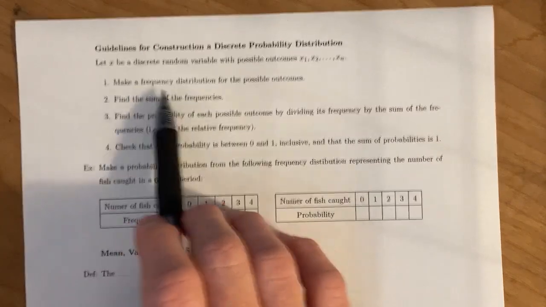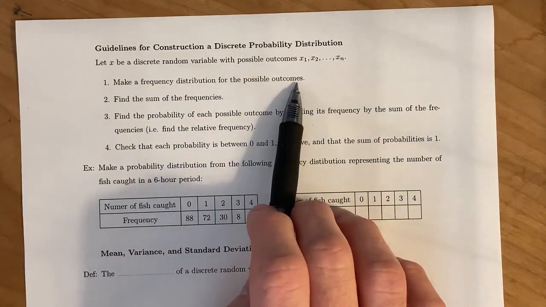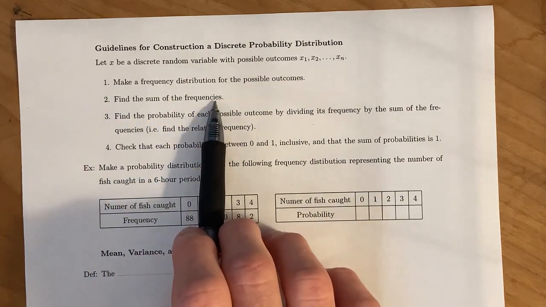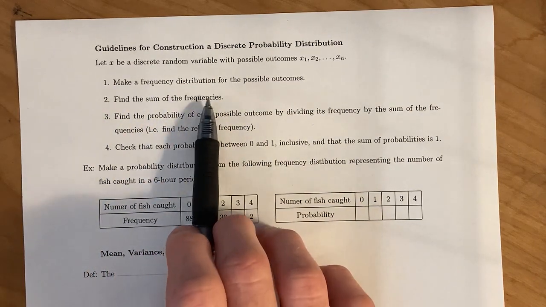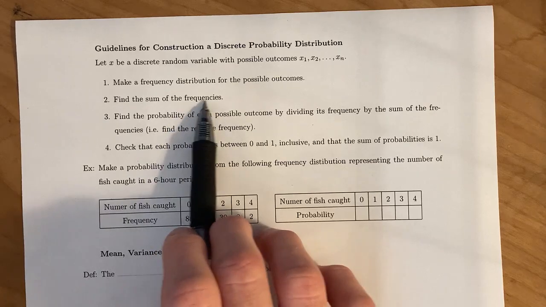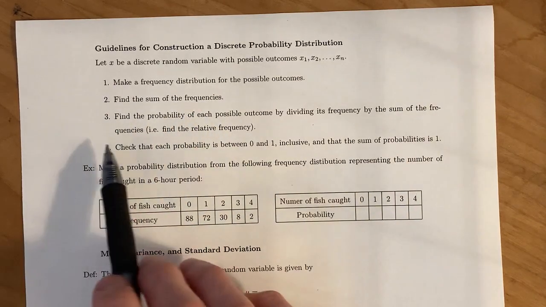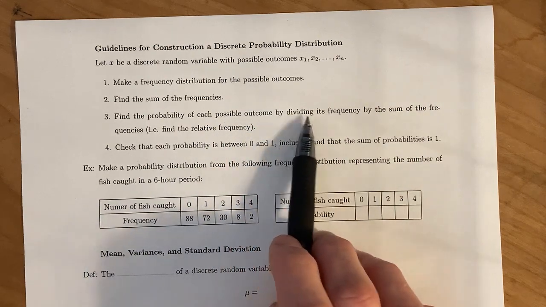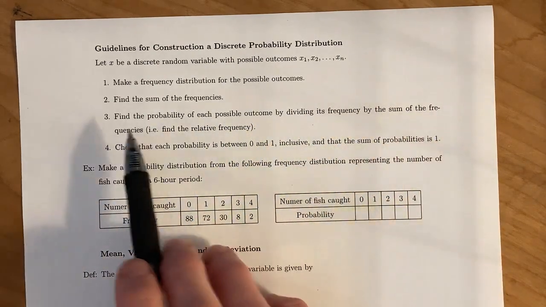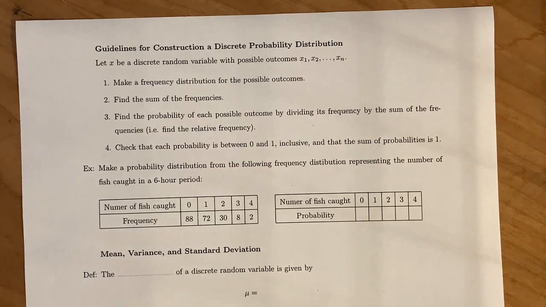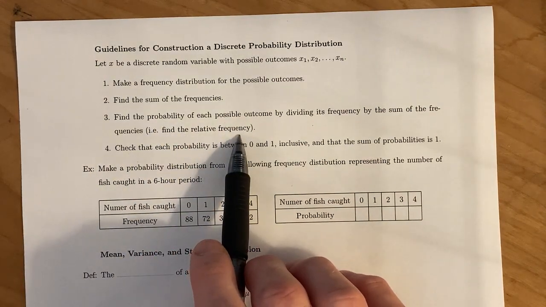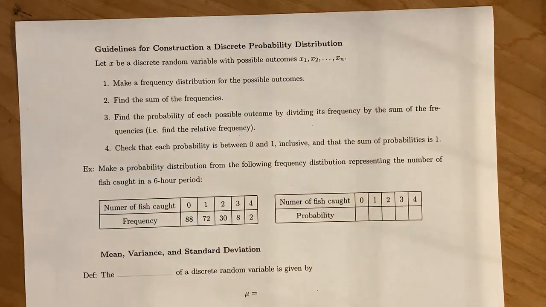We're going to first make a frequency distribution for all the possible outcomes. Then we're going to find the sum of the frequencies. Once we know the sum of the frequencies, so how many things are in our data set, we find the probability of each possible outcome by dividing its frequency by the sum of the frequencies. That's just a really long way of saying find the relative frequency of each possible outcome.